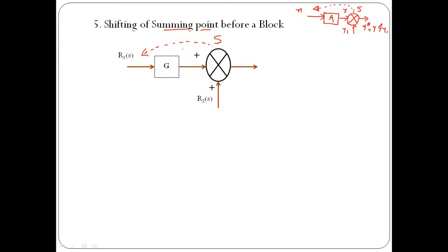So first we need to calculate output in this case. So output in this case is going to be G into R1 of S plus R2 of S. I hope now this is clear to everyone why we got this output.